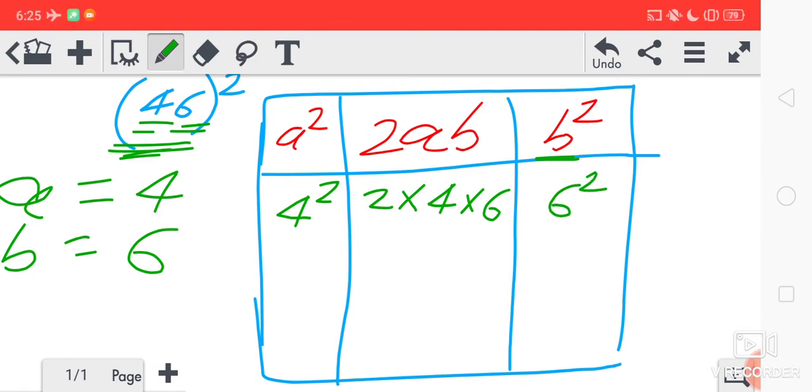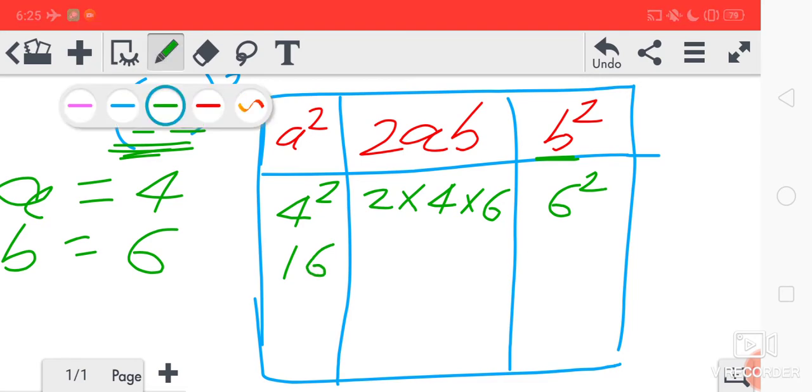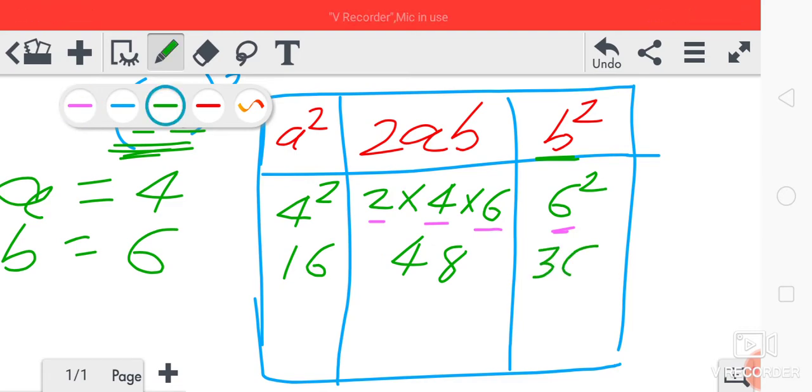Now 4 square, how much will we get? 4 square is 16. And 2 into 4 is 8, 8 into 6 is 48, so we write here 48. Now 6 square, how much will we get? 6 square is 36, so we write here 36.